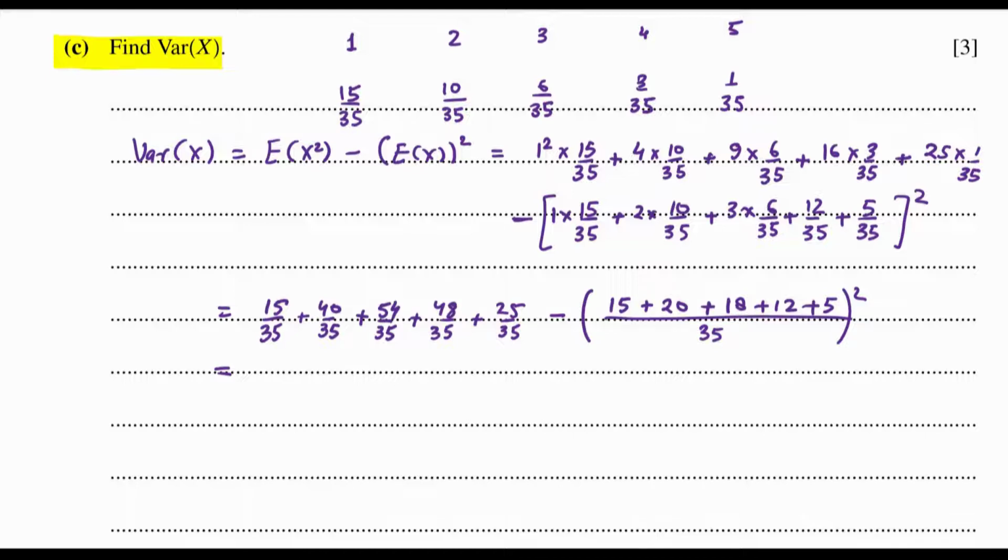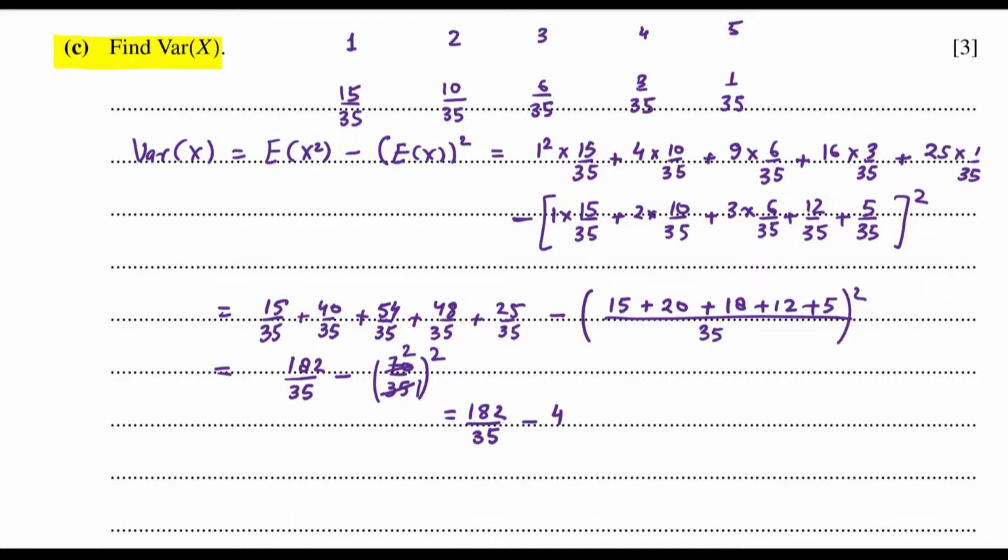Now we can calculate separately. I'll simply add the numerators. 15 plus 40 plus 54 plus 48 plus 25 is 182. So it is 182 upon 35 minus 15 plus 20 plus 18 plus 12 plus 5, which is 70. So 70 over 35 whole square. And we can see 35 ones, 35 twos are 70. So we got 182 upon 35 minus 2 square, that is 4.